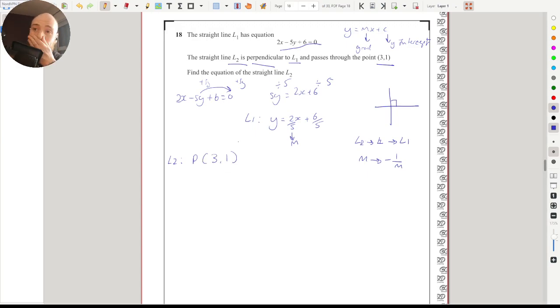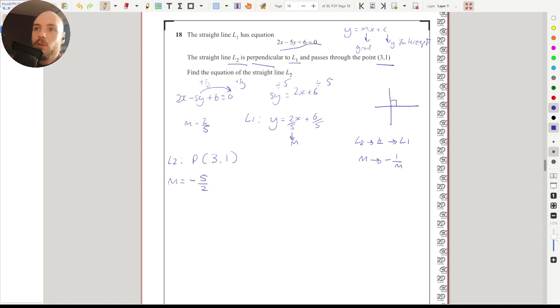Since line 2 is perpendicular to line 1, our gradient is the negative reciprocal. Well, our m is equal to 2 over 5, so it flips and then becomes negative. So our m for line 2 would be minus 5 over 2. Hope you're with me so far.